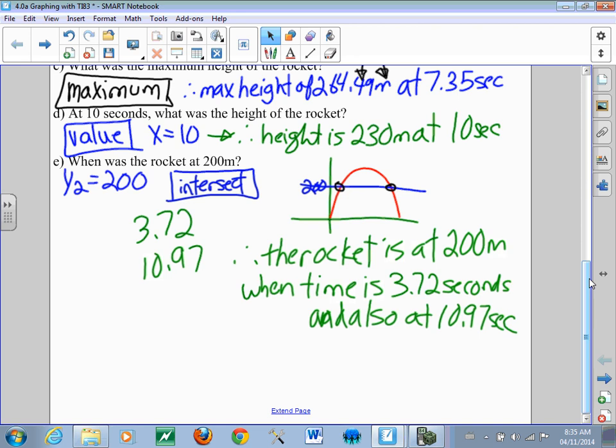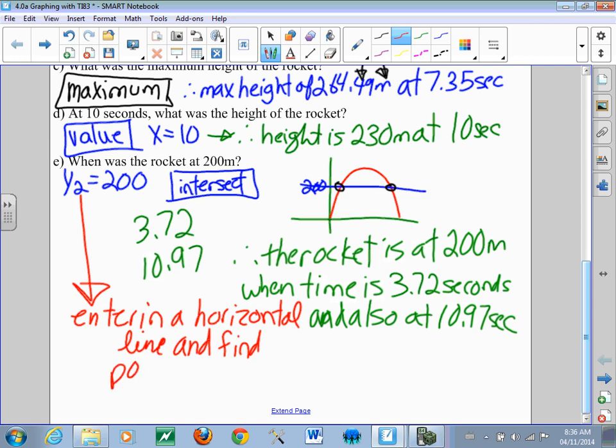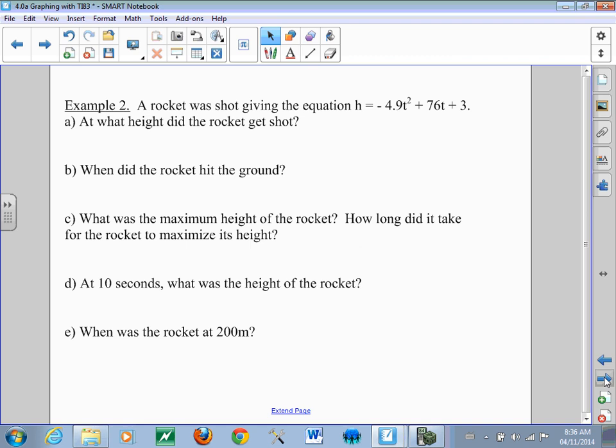All right, cool, so there's a good example of this one. Just remember, you might want to write a little note here. Enter in a horizontal line and find points of intersection here. All right, cool. There's one example, 1 down, 2 to go. These ones will go a little faster, guys, okay, because we've already explained a lot of the stuff.